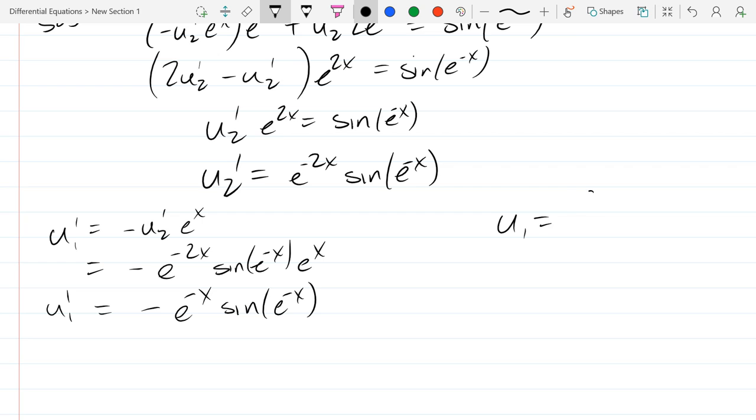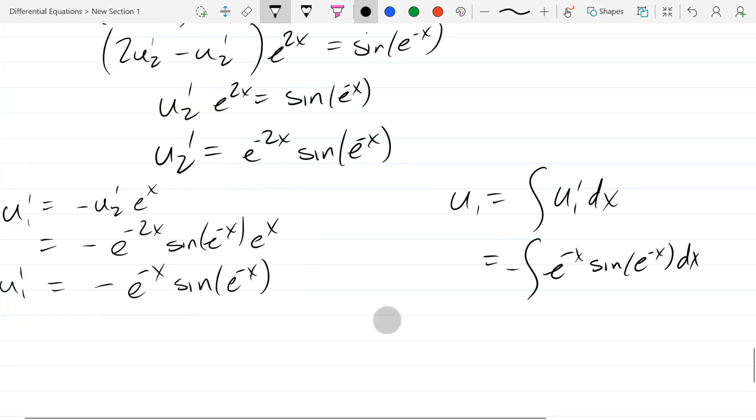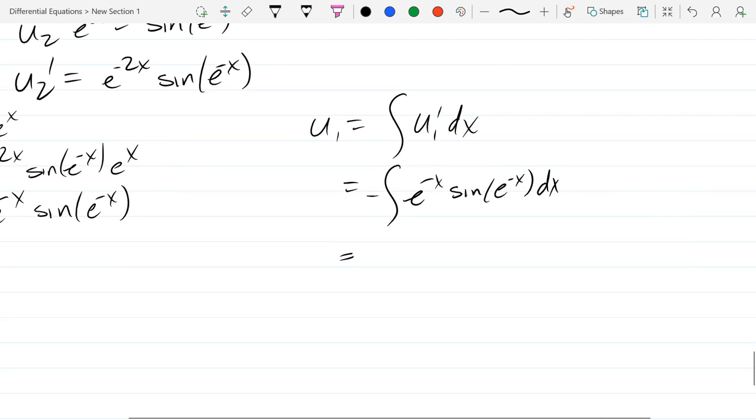So u1 is the antiderivative of u1 prime dx. So it's negative e to the negative x. I don't want to use the letter u, even though I technically use u1 and u2. I haven't actually used the letter u by itself, but I think it's better to just go with a w substitution here. So I'm going to use the letter w.